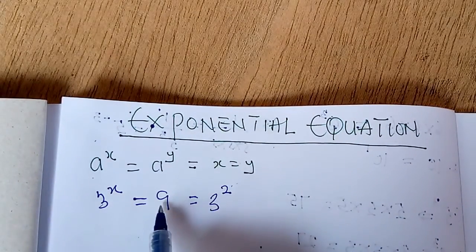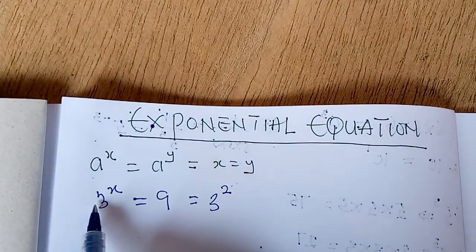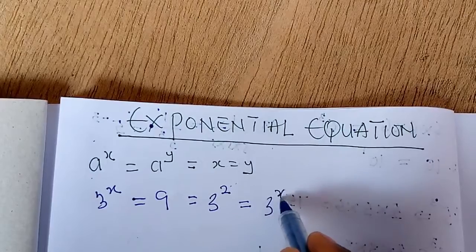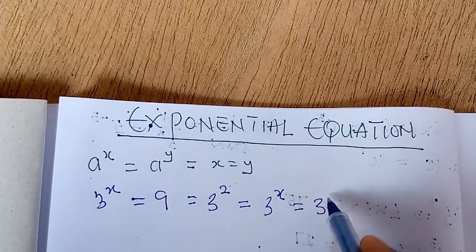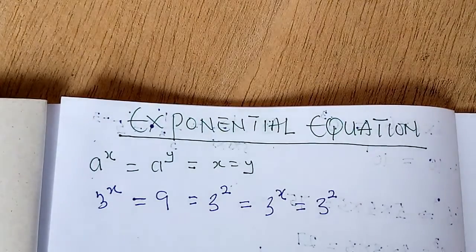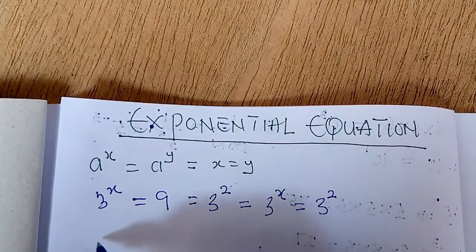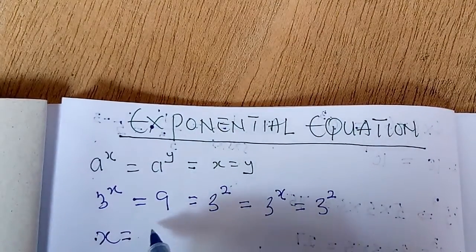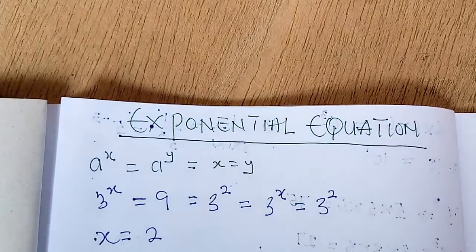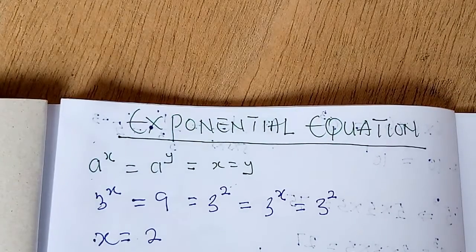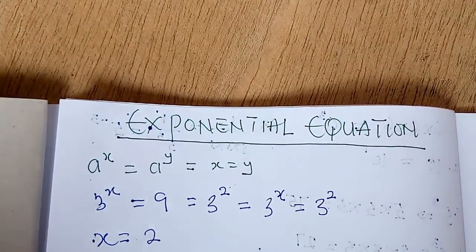Now we've changed the 9 to have the same base as the one here. So we can say that 3 raised to the power x is equal to 3 raised to the power 2. After having the same bases, we equate the exponents. So x is now equal to 2, because this is 3 and this is 3. This is a perfect example of an exponential equation. Let's take another example and see how we can also solve it.